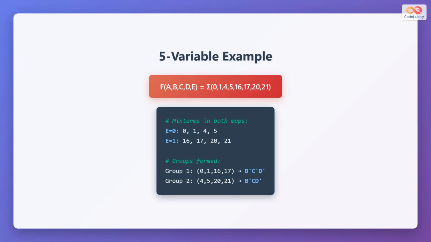Consider a 5-variable function f of a, b, c, d, and e that is equal to the sum of min-terms 0, 1, 4, 5, 16, 17, 20, and 21. Looking at the min-terms in both maps. When e=0, we have min-terms 0, 1, 4, and 5. When e=1, we have min-terms 16, 17, 20, and 21. We can form two groups. Group 1 consists of 0, 1, 16, and 17, which simplifies to a prime c prime d prime. Group 2 consists of 4, 5, 20, and 21, which simplifies to a prime c d prime.